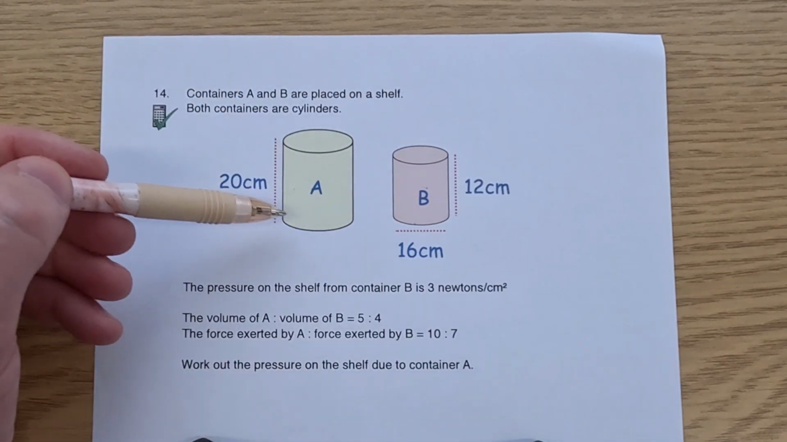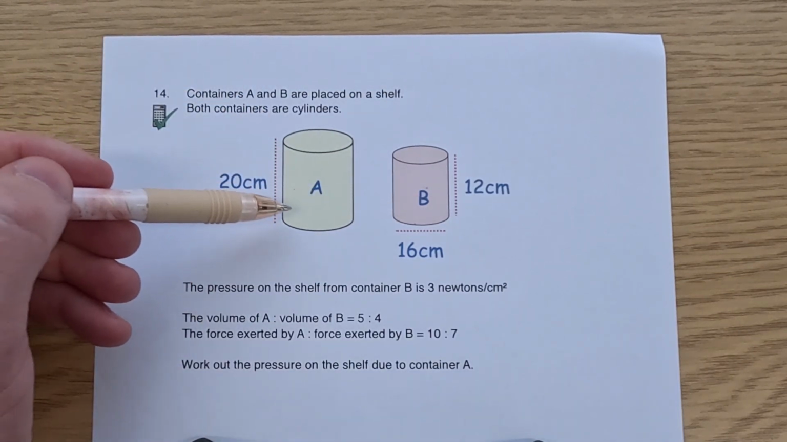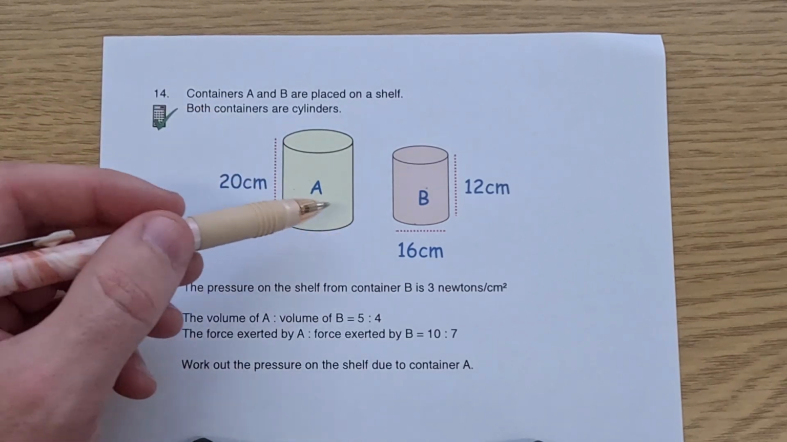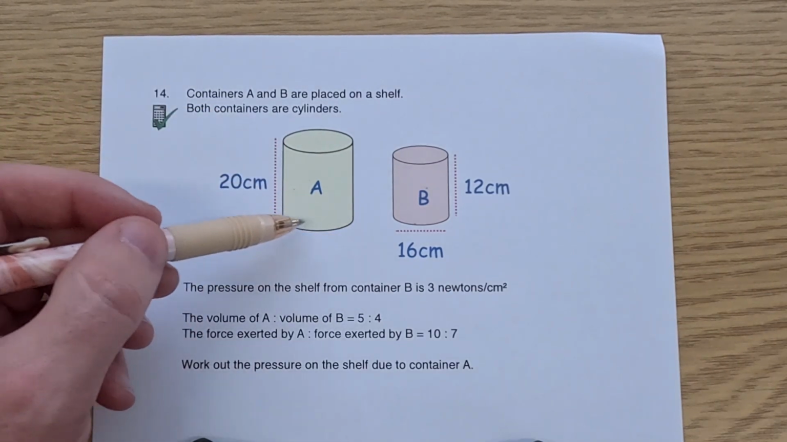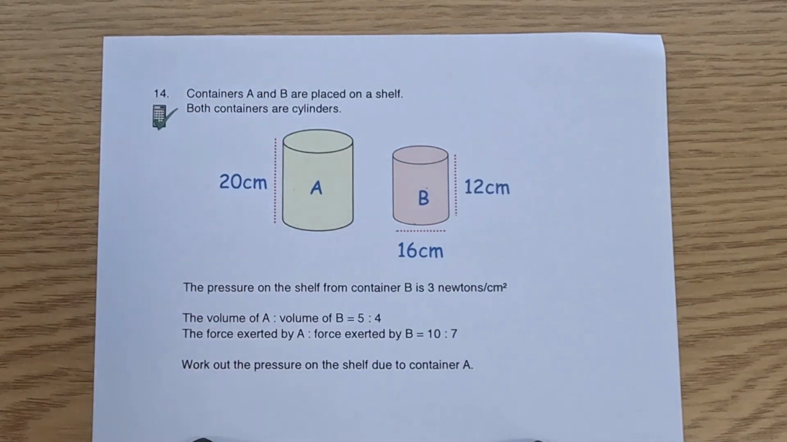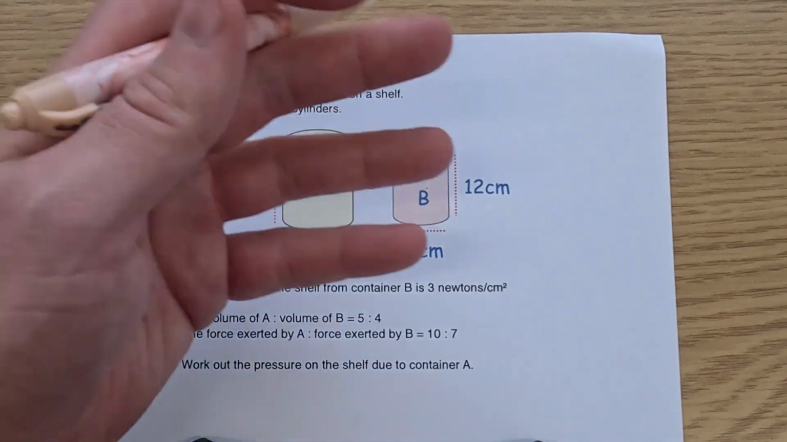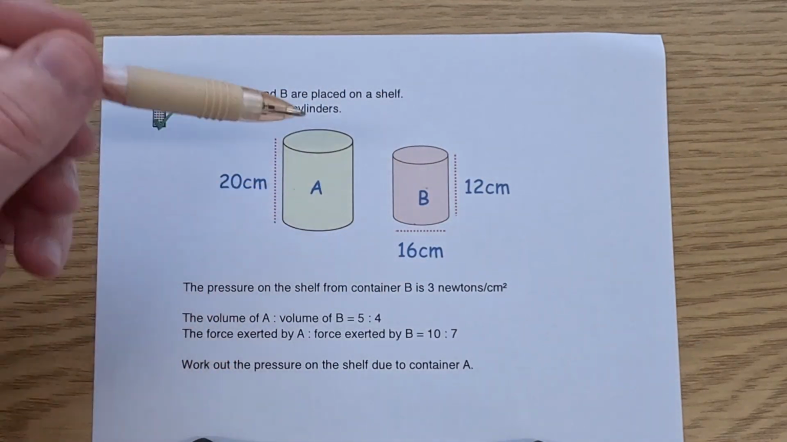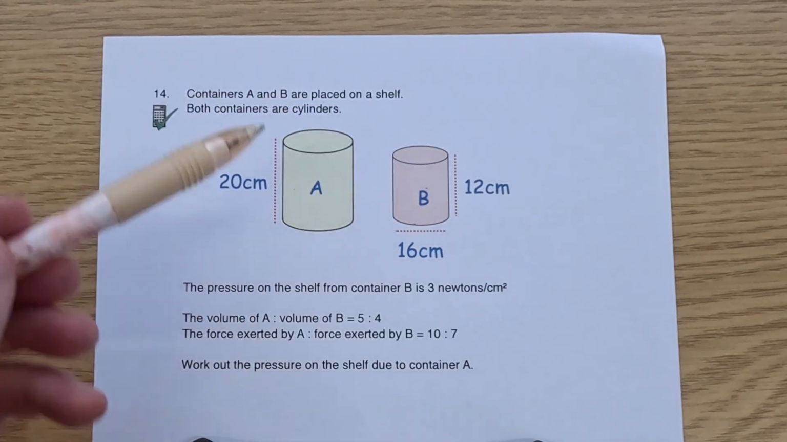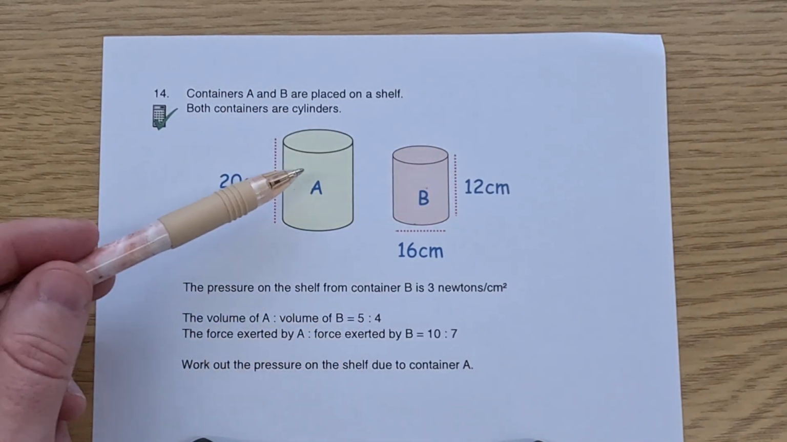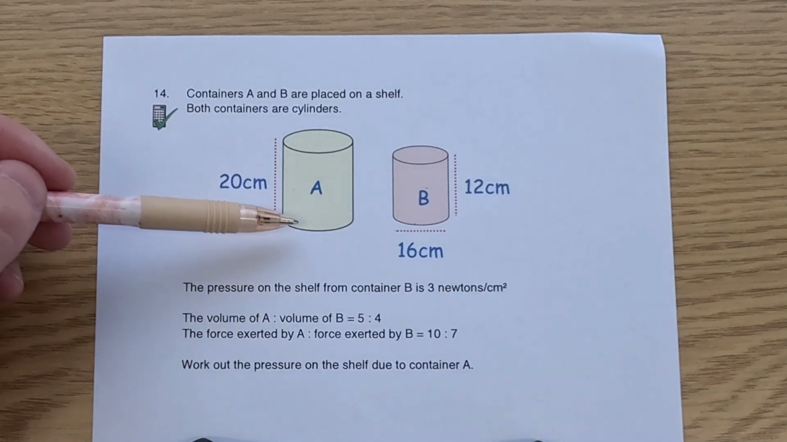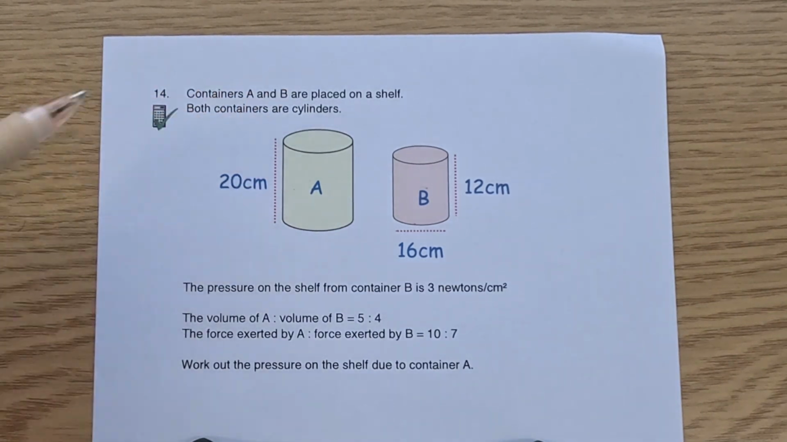Okay, so we want to find the pressure exerted on the shelf by container A. To begin with, I want to find the area of the base of container A, because that'll be the area in the formula, pressure is equal to the force divided by the area. To find the area of the base of A, I'm going to find the volume of B, then use this ratio to find the volume of A, and then we'll divide by the height of A, and that'll tell you the area of the base, the area of the cross section of that cylinder.